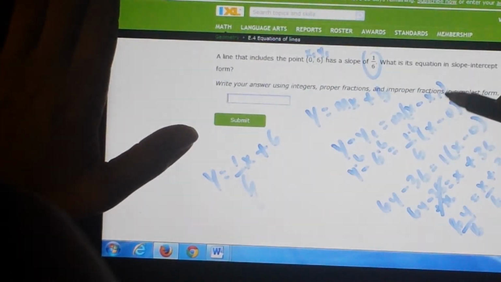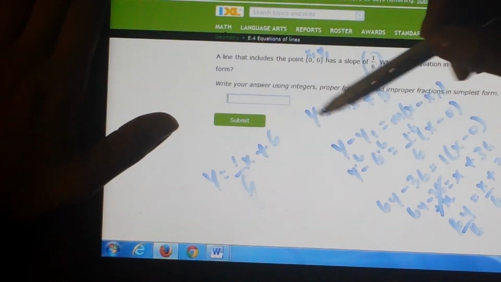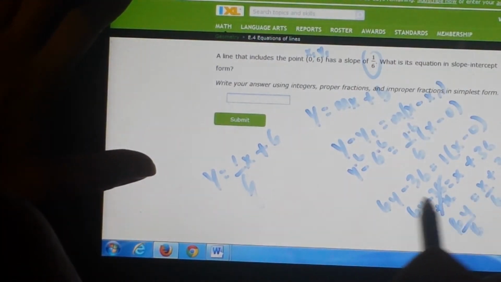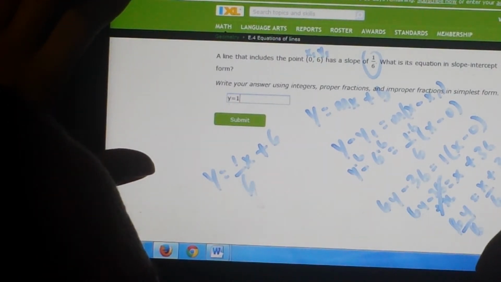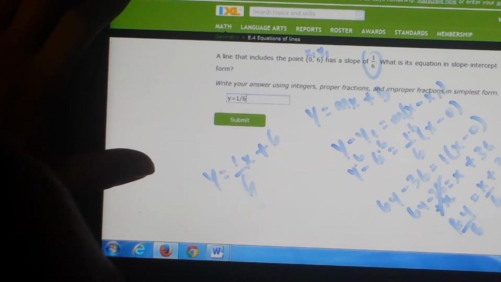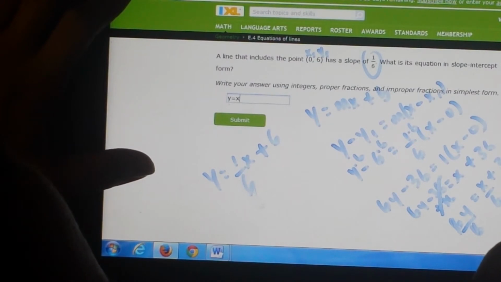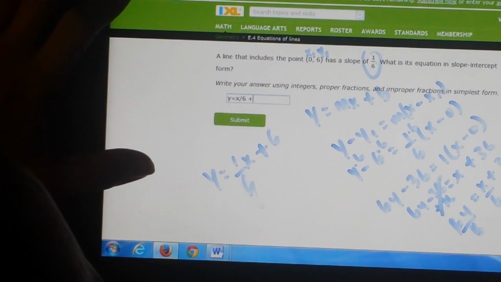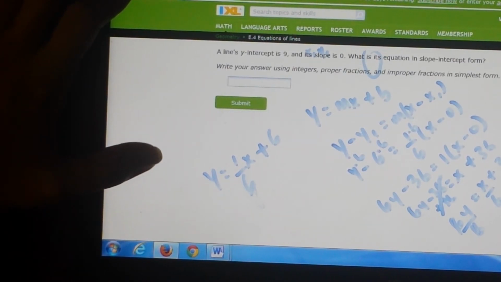Now they want it in slope-intercept form, which means they want it in y equals mx plus b. And you can see that's y equals mx plus b. It's y equals m is 1/6 and b where it crosses is 6. So y equals 1 divided by 6. Or maybe they're going to put x over 6. Let me see what they're going to do. Equals x over 6, because it's the same thing, plus 6. Perfect.